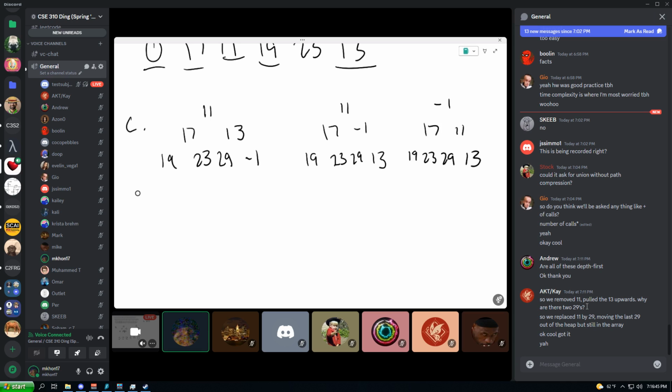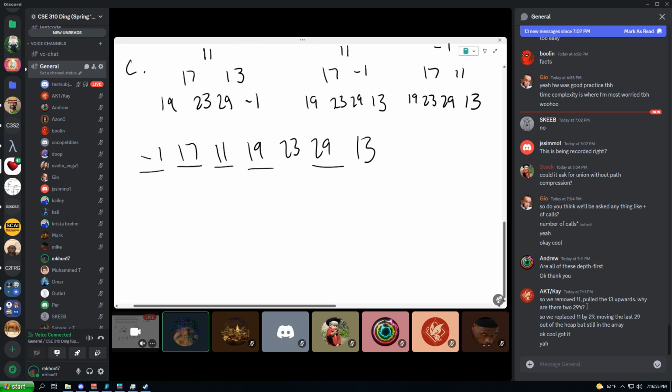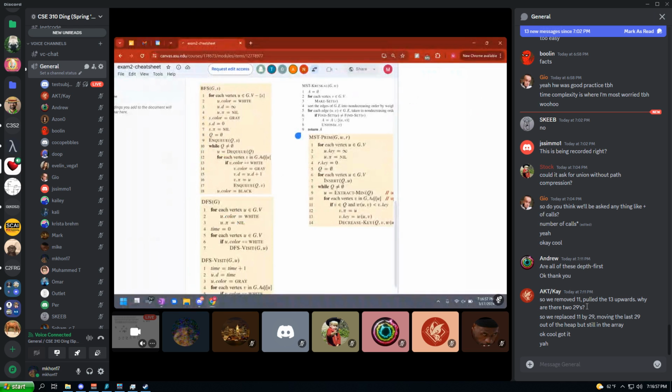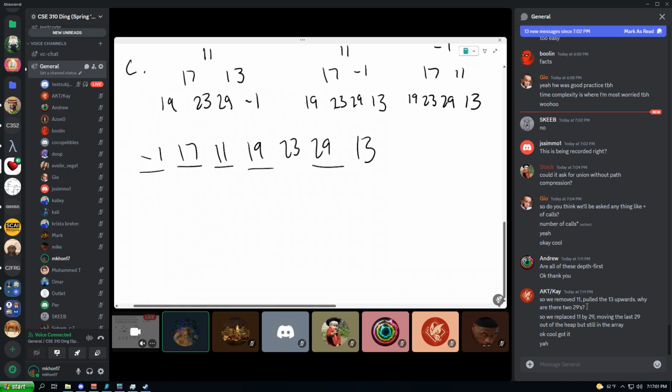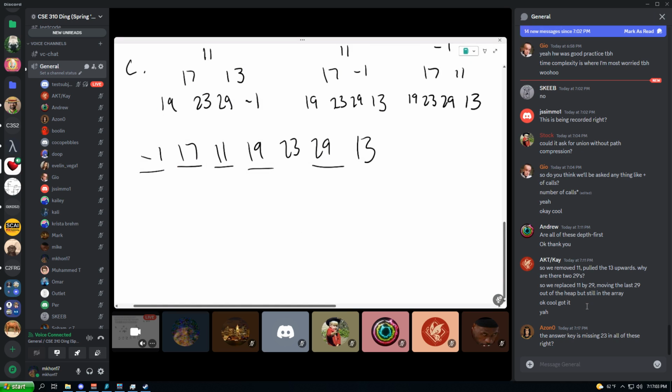And now represent it as an array. Just write the thing out. 23, 29, 13, 1, 2, 3, 4, 6. And that would be your answer, which I believe is -1, 17, 11, 19, 29. Yep, that's right. There you go.